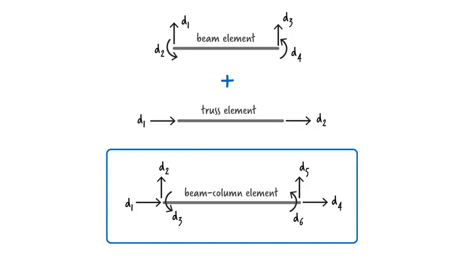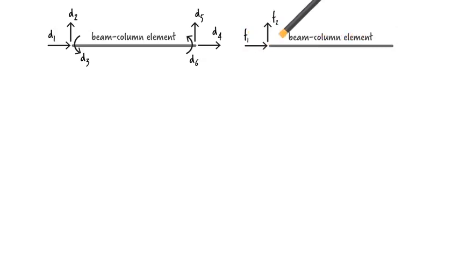In this lecture, we want to come up with a matrix formulation for the beam column element and to show how it can be used to analyze frame structures. Given that our element has 6 degrees of freedom, we can define 6 member end forces. We label them F1 through F6.